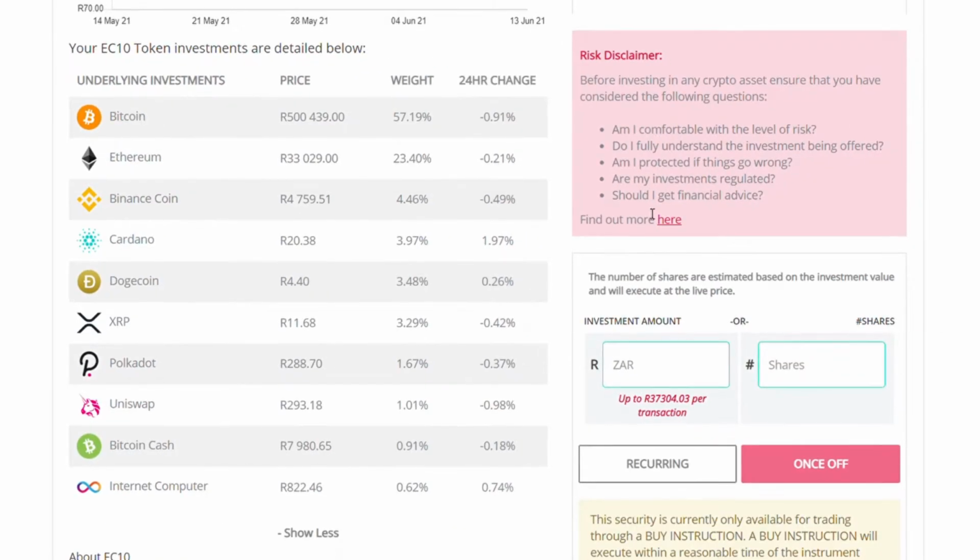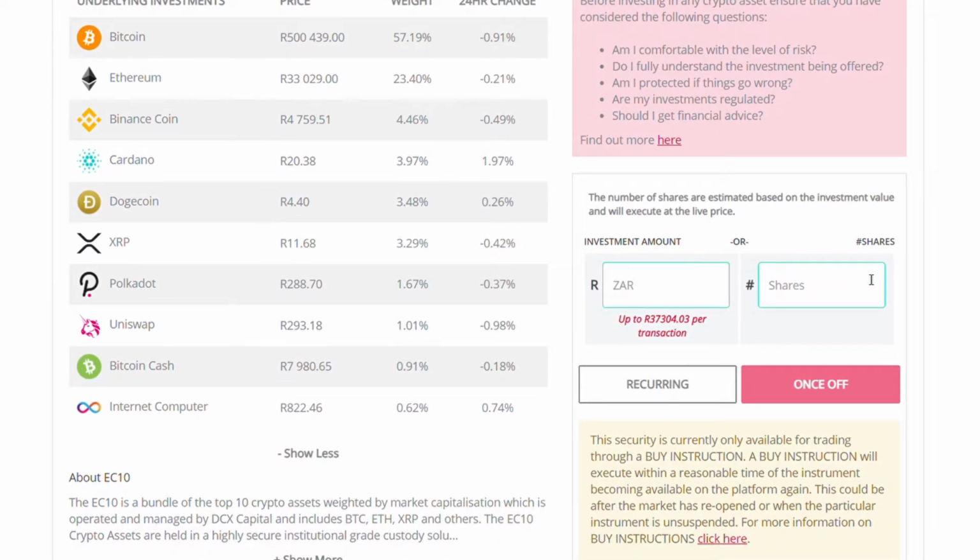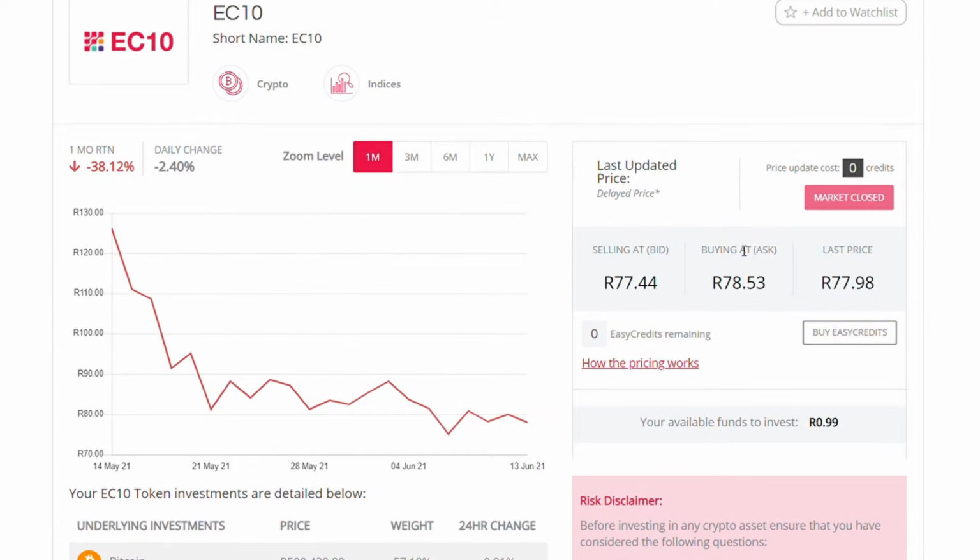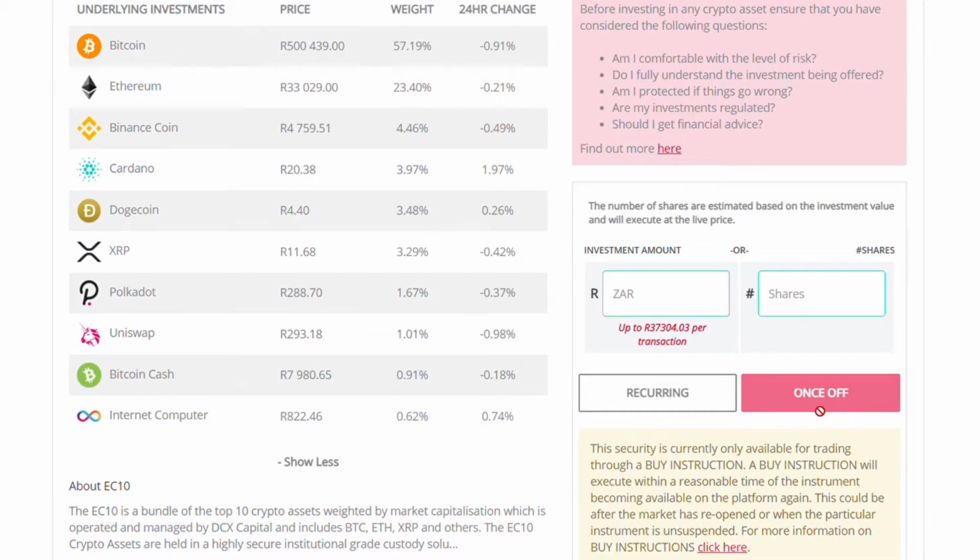Now, like any instrument on EasyEquities, you can either buy a certain number of shares or you can determine the exact rand amount you want to invest. So quite simply, you're going to come here, put in the rand amount you want to invest or the number of shares you want to purchase, which would currently be at this price at the time of making this video, and you'll click. I recommend clicking once off. I don't do recurring investments, but that's how you go ahead and buy crypto on the EasyEquities platform.